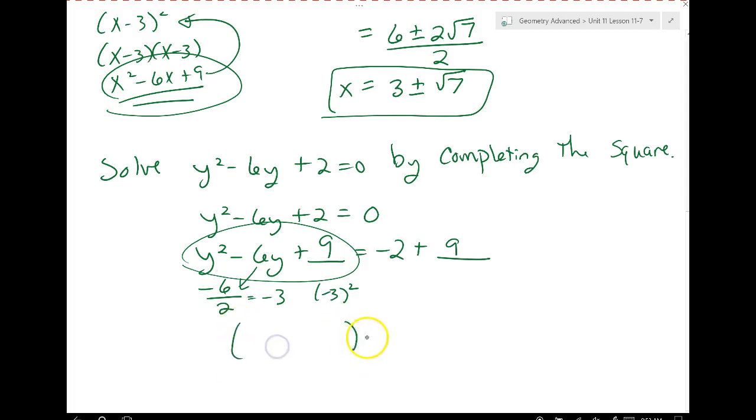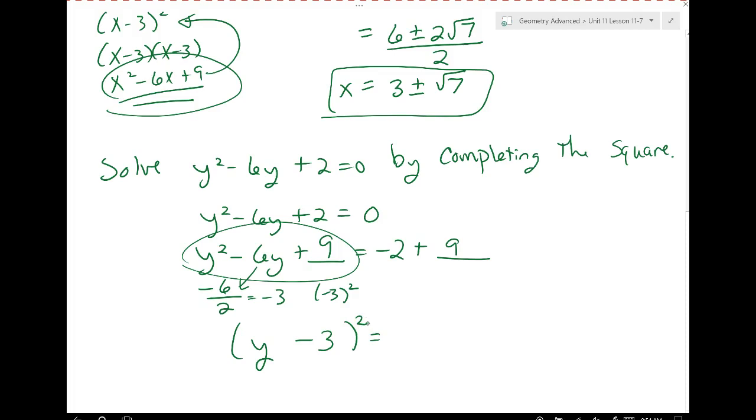My next step is I write it as that binomial. How do I know what to put in for this binomial? Well, here's the pattern. It's so easy. You put your y here, and then this is all you have to do. You see that negative 3? Voila. That's what goes in.